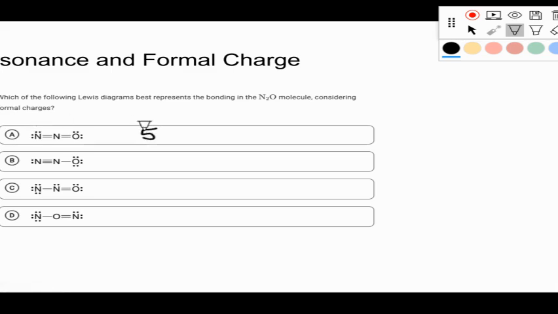So for this first one, I should have 5. I have 1, 2, 3, 4, 5, 6. So I have a -1 for that part. And this nitrogen, I should have 5. I have 1, 2, 3, 4. So I have a +1. And then this oxygen, I should have 6. I have 1, 2, 3, 4, 5, 6.